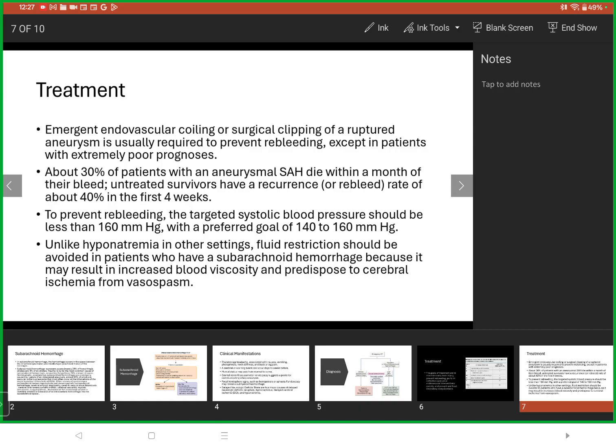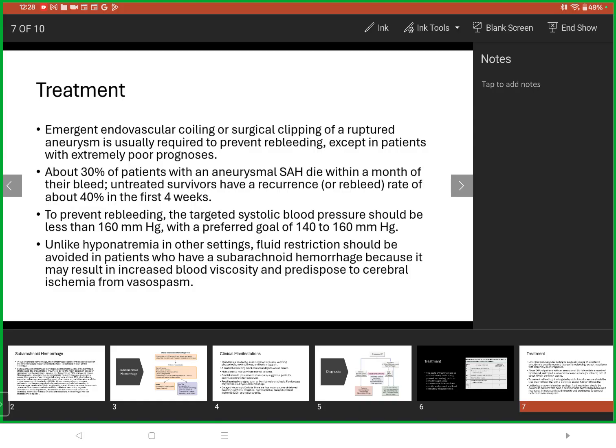This is the most important thing you're going to do in your patients, that you're going to liaise with the neurosurgical team and arrange for the endovascular coiling, except in the patient with an extremely poor prognosis, as I said, Hunt and Hess grade 3 and above, 4 and 5. So they usually carry poor prognosis. But those falling within grades 1, 2, and 3, there is definitely a positive outcome.